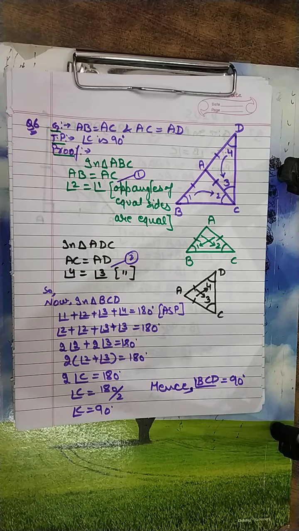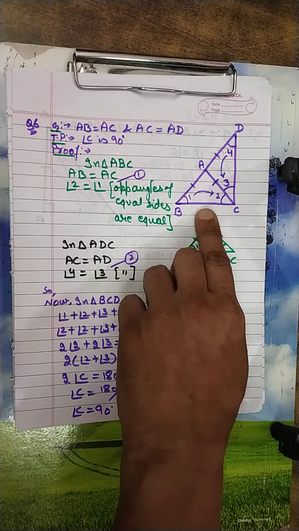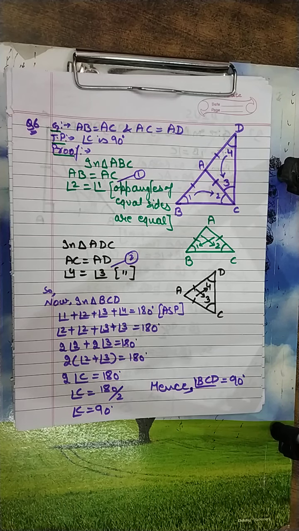The triangle ABC is an isosceles triangle. The diagram is given in the question, students. I have drawn the diagram here. ABC is an isosceles triangle. One thing remember, students.